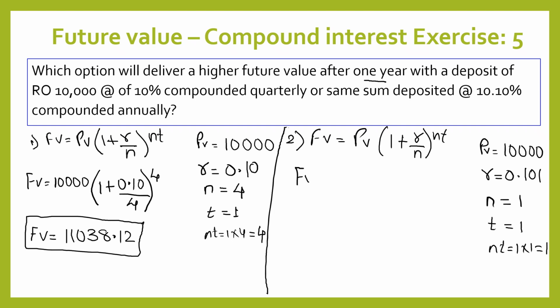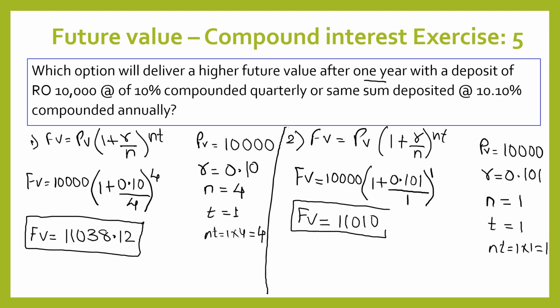Now we'll just write it in the formula. Future value is equal to 10,000 bracket 1 plus r, which is 0.101, divided by n, where n is 1, power of nt, which is 1 multiplied by 1, that is 1. So we will get the answer: future value is 11,010. So when we do the comparison, in option 2 we are getting 11,010, and in option 1 we are getting 11,038. So we can say option 1 is better. So this is how we find out the future value of compound interest.